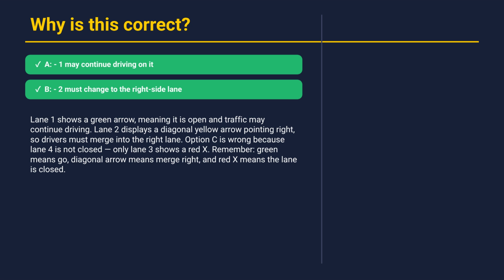Lane 1 shows a green arrow, meaning it is open and traffic may continue driving. Lane 2 displays a diagonal yellow arrow pointing right, so drivers must merge into the right lane. Option C is wrong because lane 4 is not closed, only lane 3 shows a red X. Remember, green means go, diagonal arrow means merge right, and red X means the lane is closed. All right, let's move on to the next question.